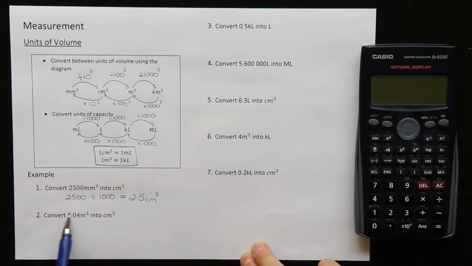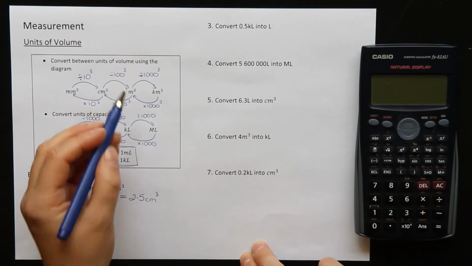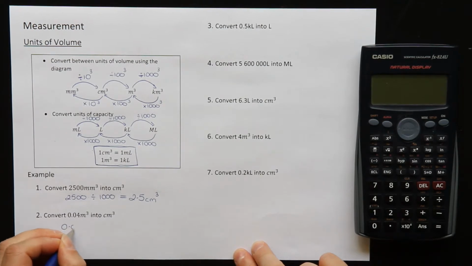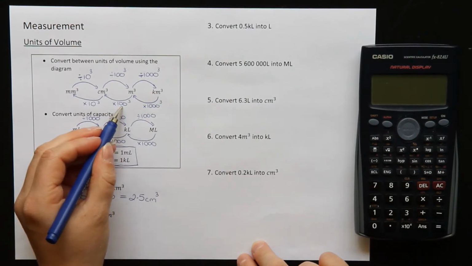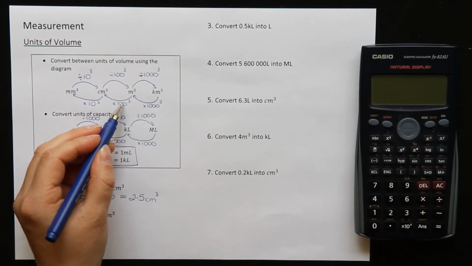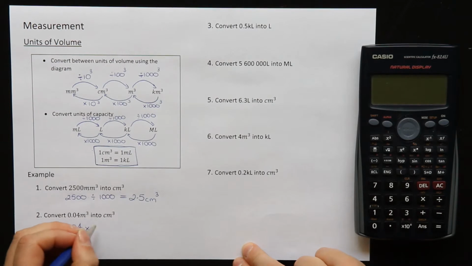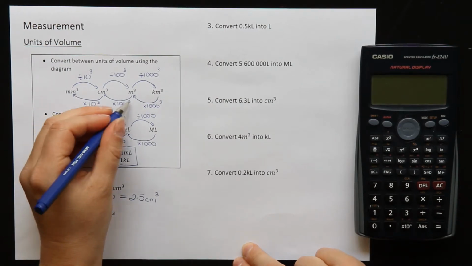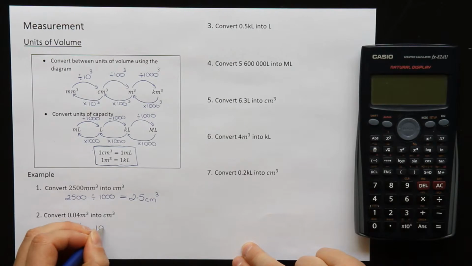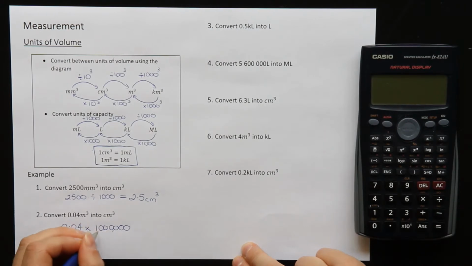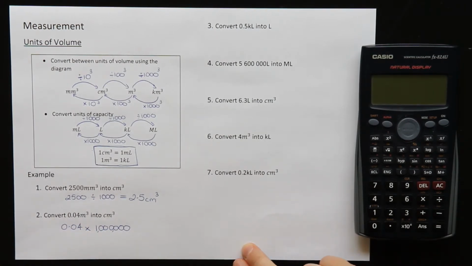Let's do this again for question 2. 0.04 meters cubed into centimeters cubed. So I want to go from meters cubed, follow the arrow to centimeters cubed. I have 0.04. This time I need to times by 100 cubed. Remember, instead of writing that down you could just write 100 cubed and type it all in your calculator if you wanted. But 100 cubed just means I want 2 zeros times 3. That's going to have 6 zeros: 1, 2, 3, 4, 5, 6. A lot of zeros. So it's actually multiplying by 1,000,000.